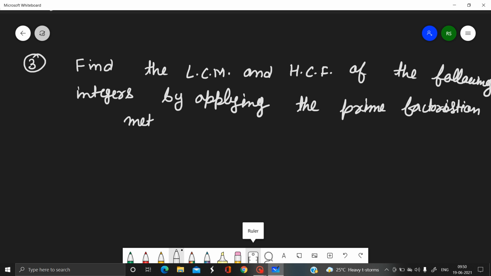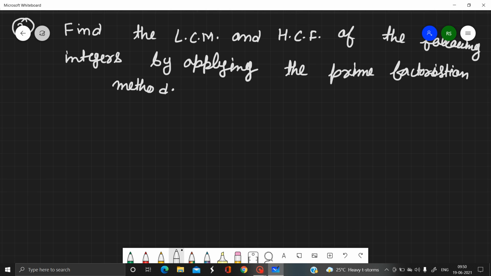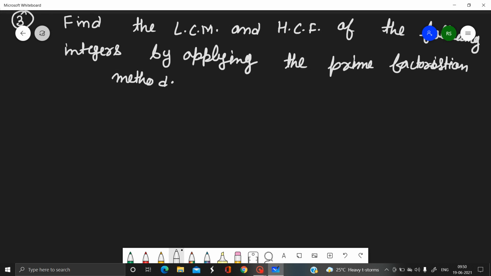Guys, we know how to find LCM and HCF by applying the prime factorization method, because in the previous question we have already discussed both methods. First is prime factorization, how to find HCF by prime factorization method and how to find HCF by division method. And we know how to find LCM also. So let's see, here three numbers are given. The first question is 12, 15 and 21.